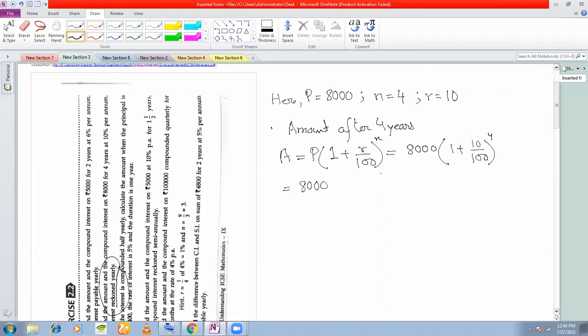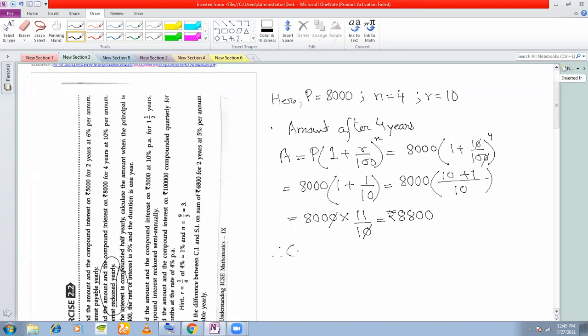Now, how do you simplify this? First of all, you will cancel this 0 and you will take the LCM. After cancelling the 0, you get 1 plus 1 by 10. Now you take the LCM within: 10 plus 1. So you get 8000 into 11 over 10. Again, you cancel here. So you get 11 into 8, 88, and you have 2 zeros. So 8800 is the amount.